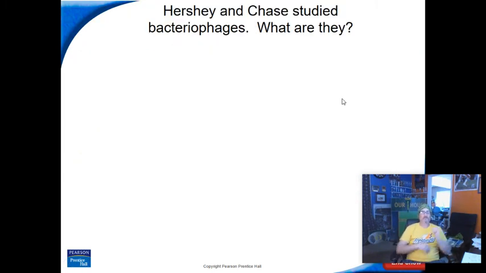Okay, Hershey and Chase studied bacteriophage. What is a bacteriophage? And if you can't remember, take a look at number 10. Right, a bacteriophage is a virus that infects bacteria.